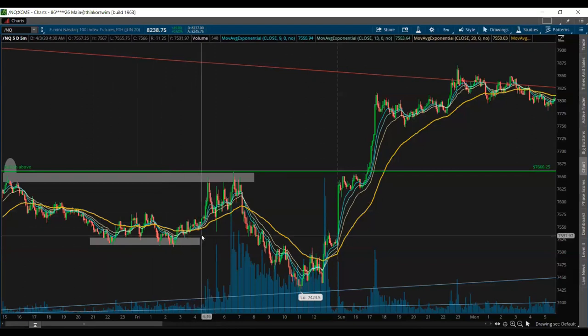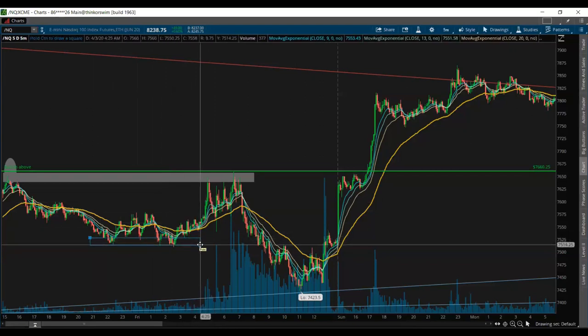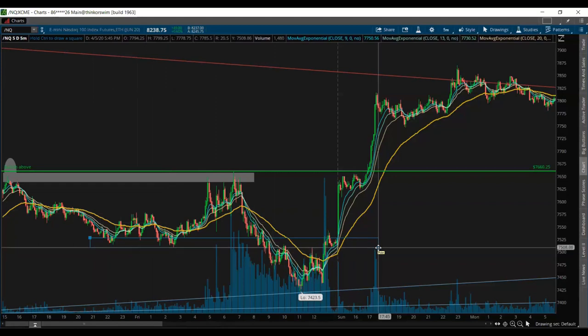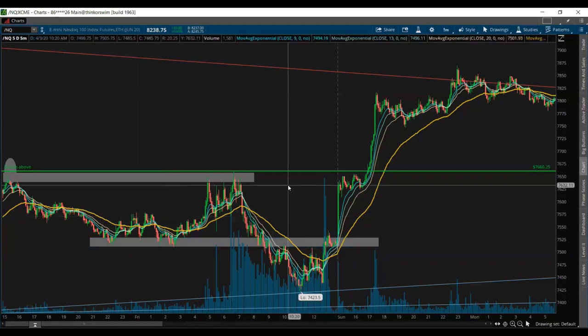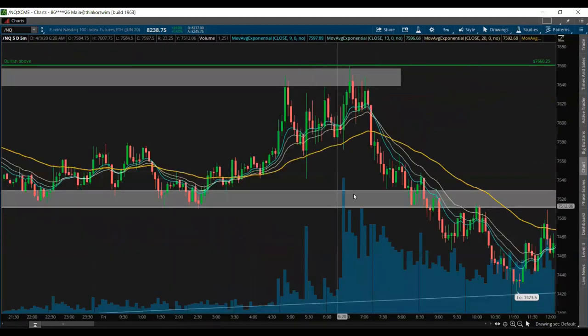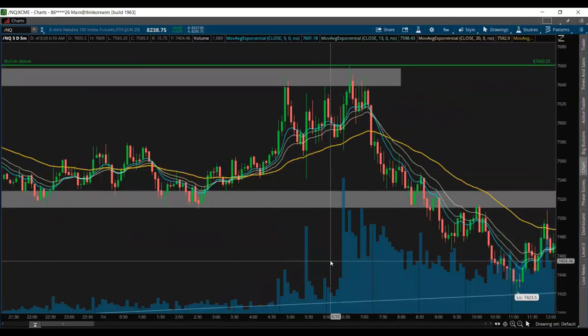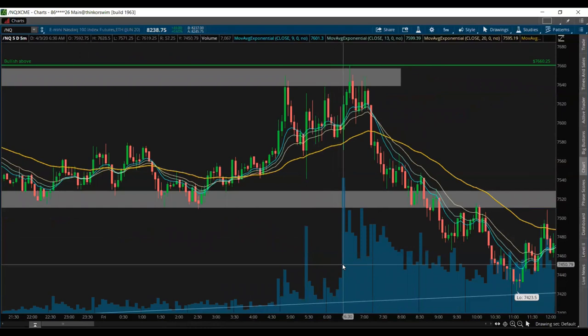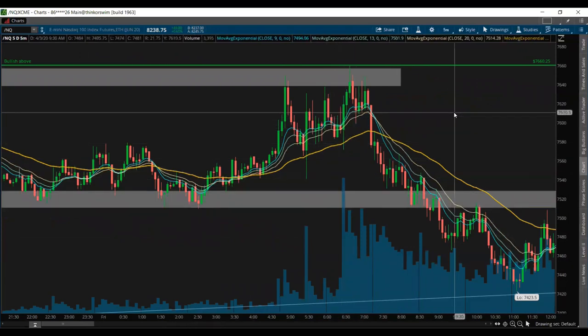Actually, I should extend that, right? Just be a little bit better. There we go. Okay, so if I zoom in here, this is the market open, because I'm in Pacific Standard Time, 6:30. So the market opens here on this candle.